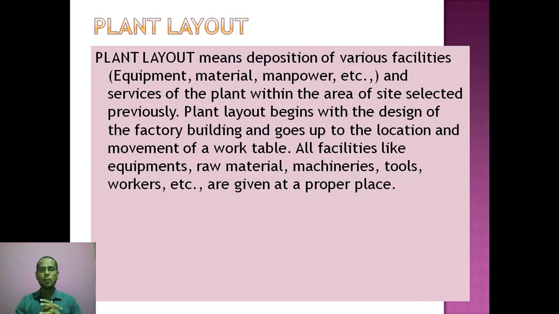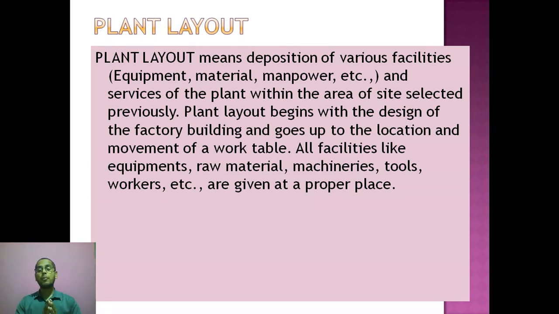So plant layout means disposition of various facilities, equipment, materials, manpower, etc. and services of the plant within the area of the site selected previously. Plant layout begins with the design of the factory building and goes up to the location of movement of the work table. All facilities like equipment, raw material, machineries, tools, workers, etc. are given a proper place. So in plant layout, we have to do the disposition of various facilities in a proper manner.